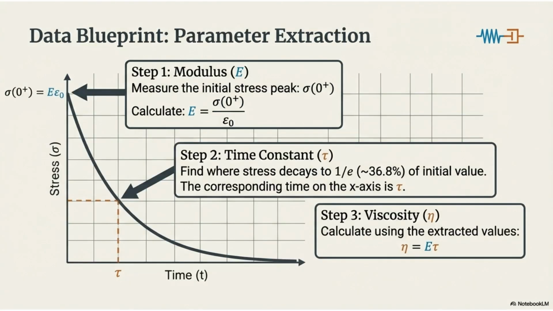Parameter extraction for the Maxwell model begins with the initial stress peak to find the elastic modulus. The time constant is where the stress decays to about 36.8% of its initial value, and viscosity is calculated from the modulus and time constant.